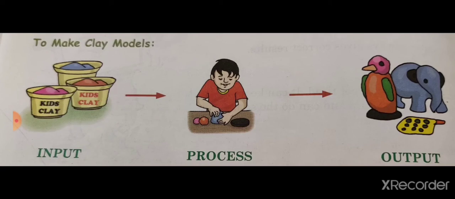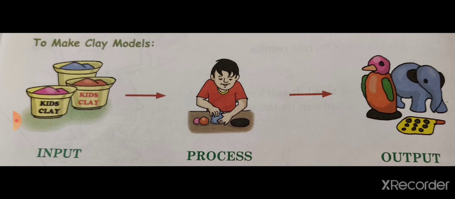Well, this kid in the middle is trying to make clay models. So what he is doing first, he requires clay of different colors, and then he does a process on it by pressing it or by making different shapes, and at the last it gets totally changed. It turns into some shape, so that is called your output. So input, process, output. Understand, kids? I hope you understand it better.